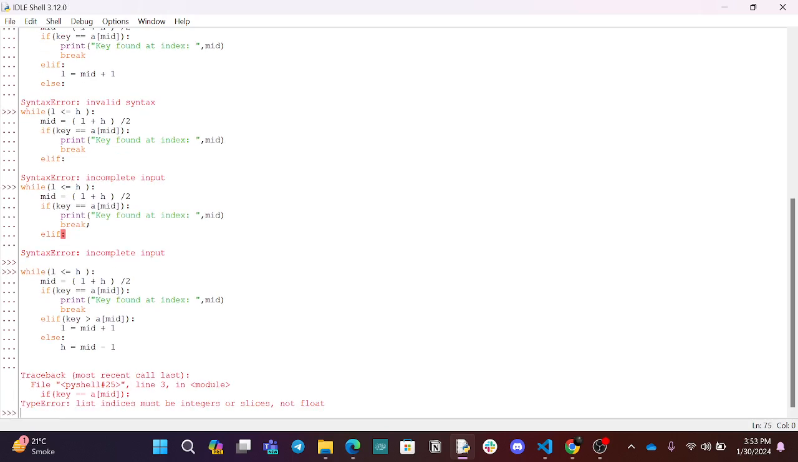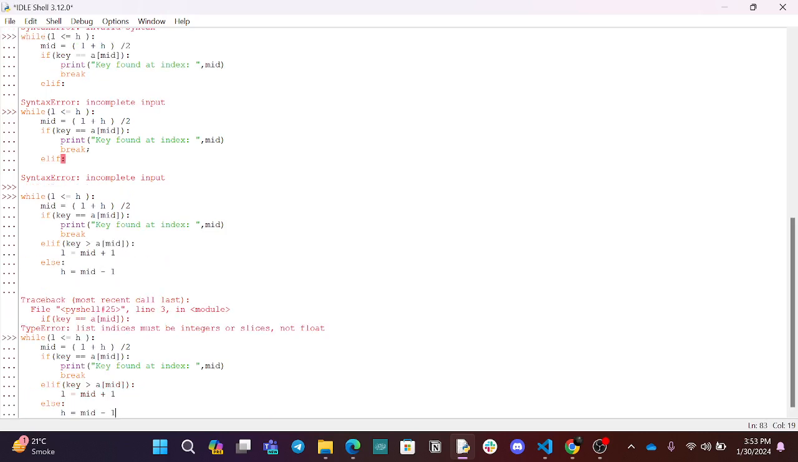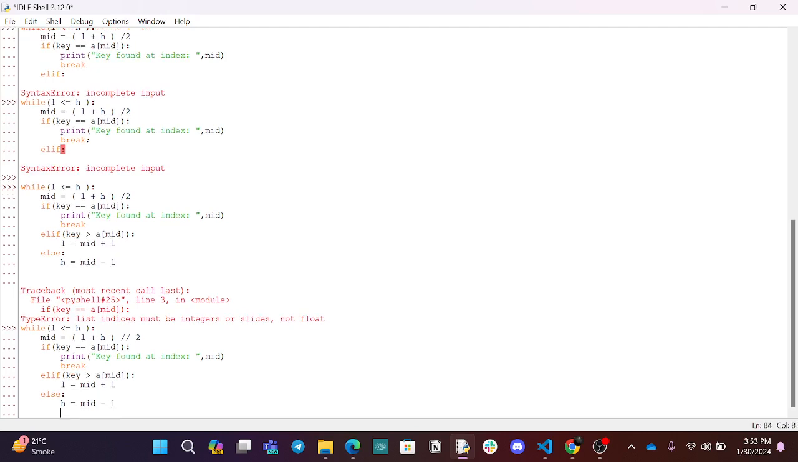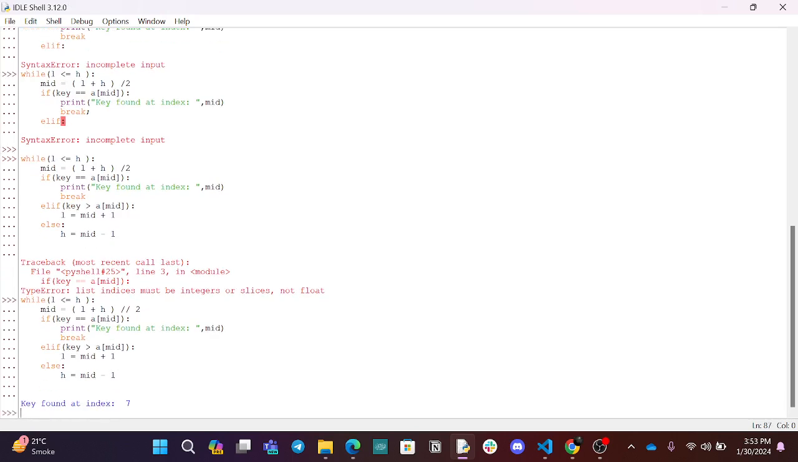Now it says that list indices must be integers or slices, not float. Okay, we made a mistake here. It is giving us a float value. No, we need an integer value, right? For that we will use integer division, or sorry, floor division. My bad. Key found at index 7.